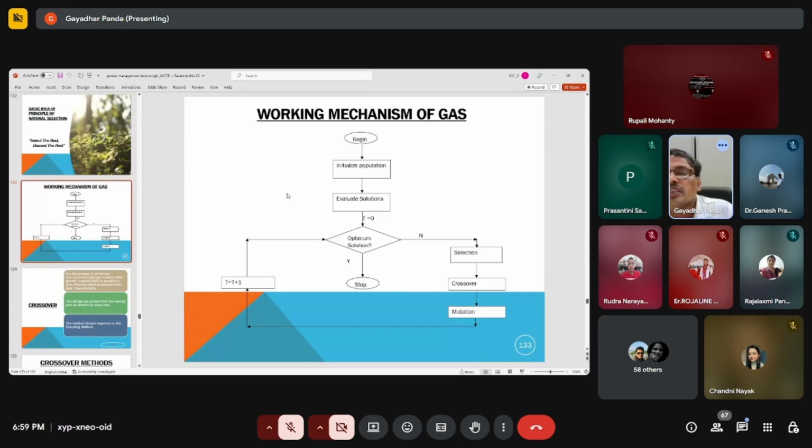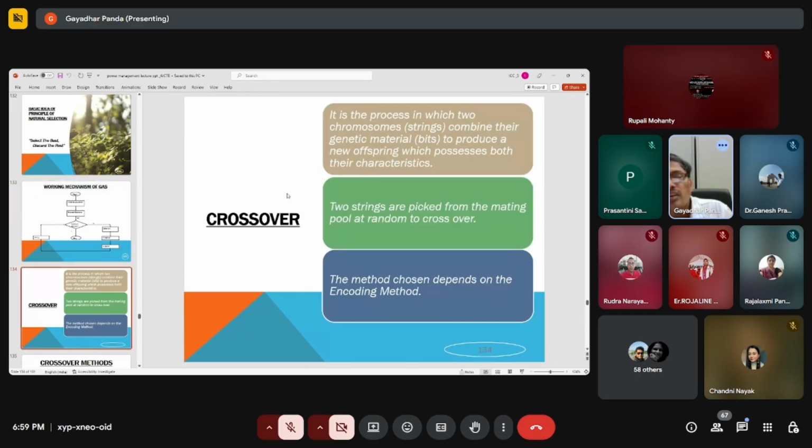If not, then again you have to go for the selection, reproduction, crossover, and mutation, and the number of iterations will be increased accordingly. You have to give the termination criteria also, depending on the number of iterations, or any other convergence criteria if you provide, then the program will be stopped.